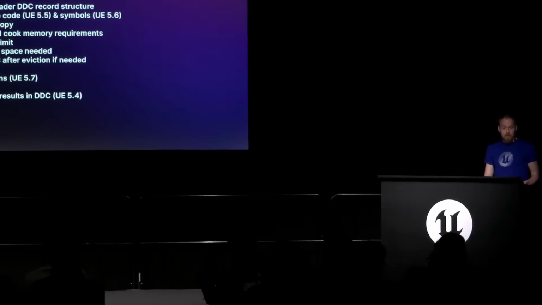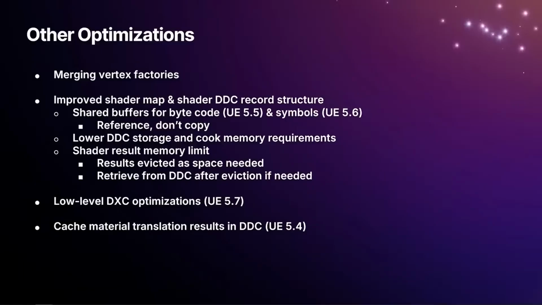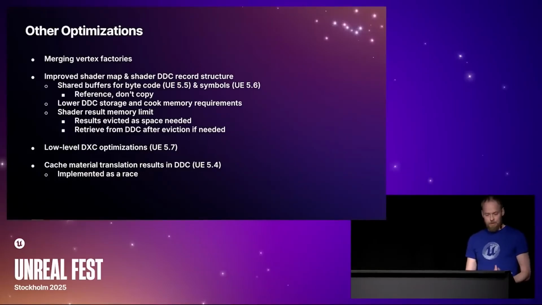We also implemented caching of material translation results. We noticed that large materials could take hundreds of milliseconds to translate, while round trip time to our Zen shared DDC is usually single or double digit milliseconds. So we implemented this as a race to avoid the possibility that the cache request would take longer than translation itself, which tended to be common for some very small materials. Whichever of the translation or DDC request completes first causes the other one to abort.